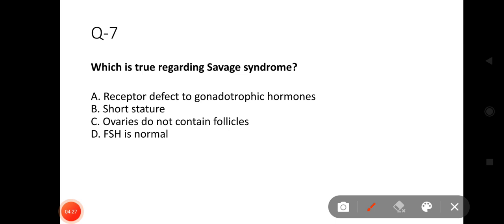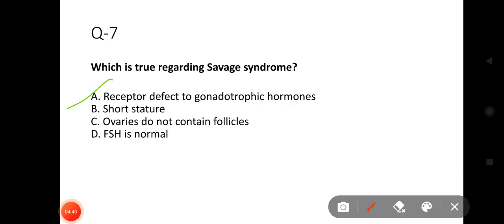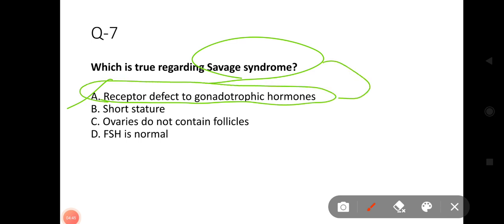Next is, which is true regarding Savage syndrome? Few points about Savage syndrome. They have asked the correct option. Receptor defect to gonadotropic hormones, short stature, ovaries do not contain follicles, and FSH is normal. Which of the following is true? Option A is true. What is Savage syndrome? Receptor defect to gonadotropic hormones. This is Savage syndrome.